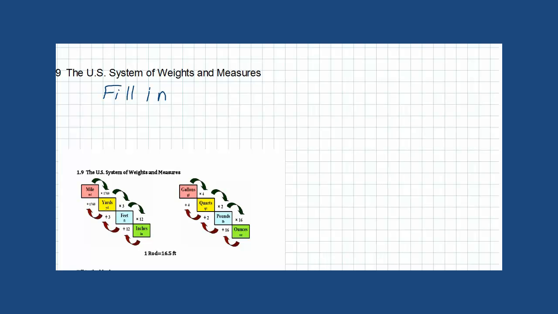Fill in the blanks. Example 1: change 8 feet to inches. To change from feet to inches, we should multiply by 12. So 8 times 12 is 96. So it is equal to 96 inches.